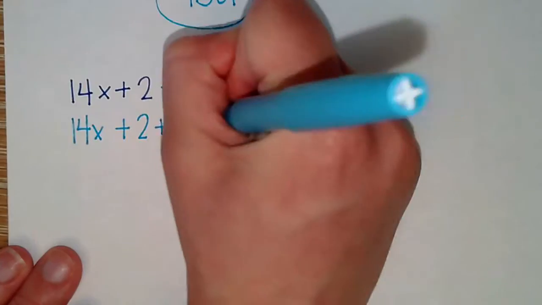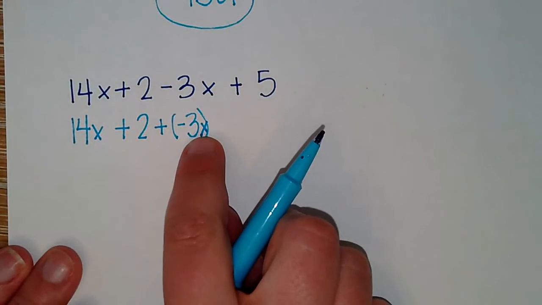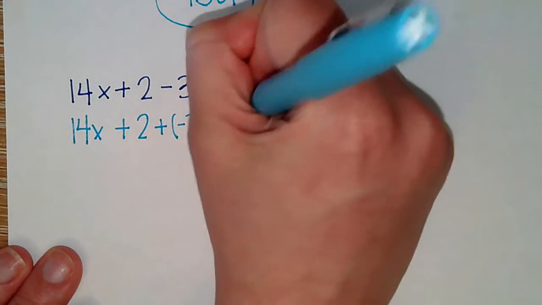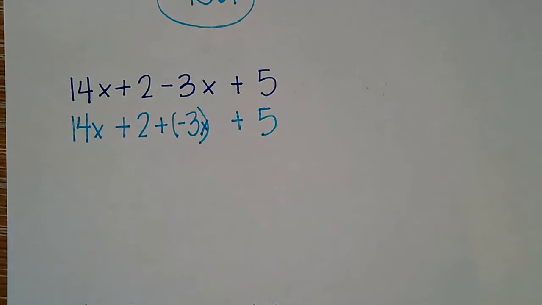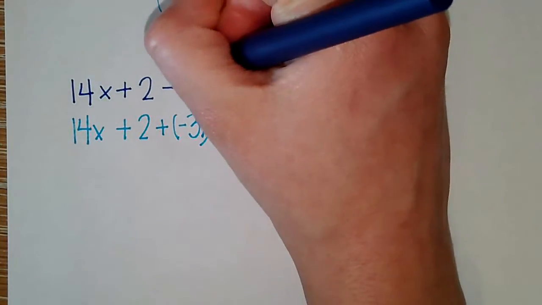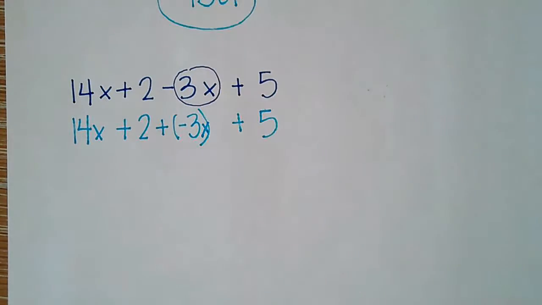Oops, excuse me, I almost forgot my x. Negative 3x plus 5. So this right here is a term. Okay, so that x has to stay attached to that 3. All right. We did step 1. We changed our subtraction to addition. Now I need to find my like terms.